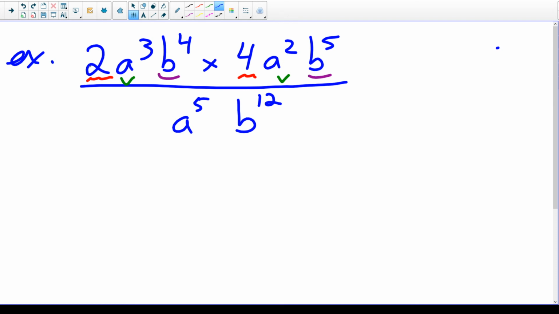And again, I've seen this mistake done too. Students will say 2 plus 4 is 6. No, we're not adding the bases. We're adding the powers when we need to. 2 is a base, 4 is a base. We just combine them as a multiplication. There's no exponents to them, so it's 2 times 4, which is 8. I'm going to use color to show that.